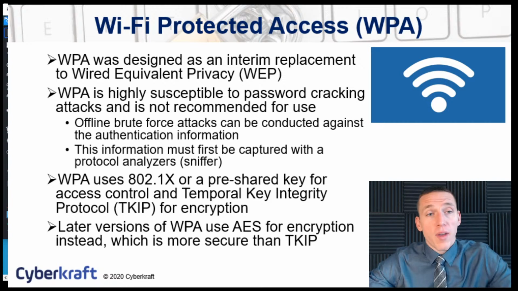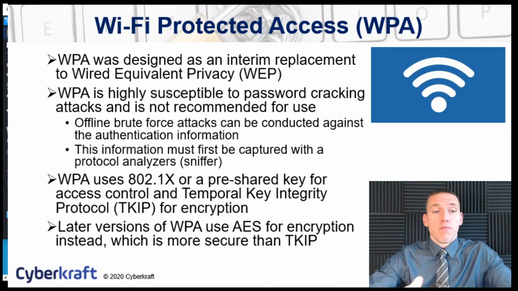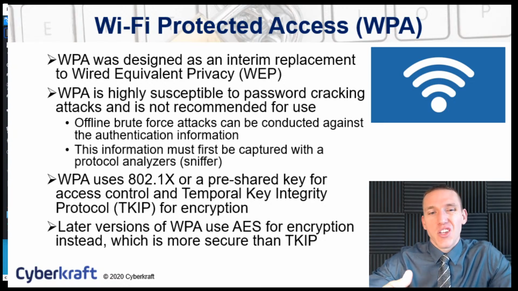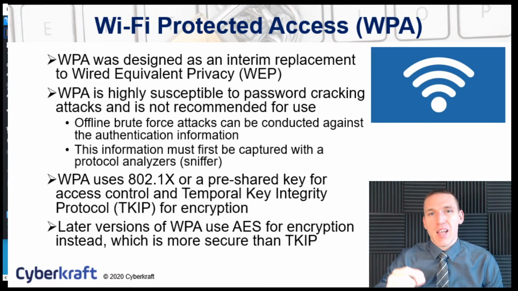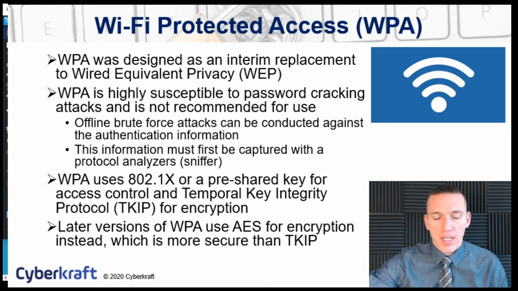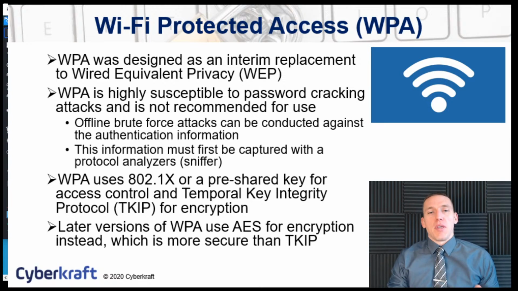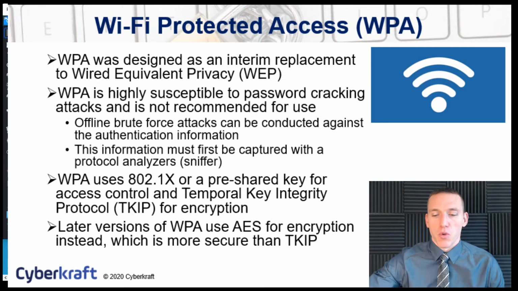So, like we said, Wi-Fi Protected Access. WPA follows the 802.1x wireless set of standards, and uses a pre-shared key for access control with Temporal Key Integrity Protocol, or TKIP, for encryption. We're talking about TKIP just now. Later versions of WPA, when WPA was replaced with WPA2, began to use AES for encryption and became much more secure.